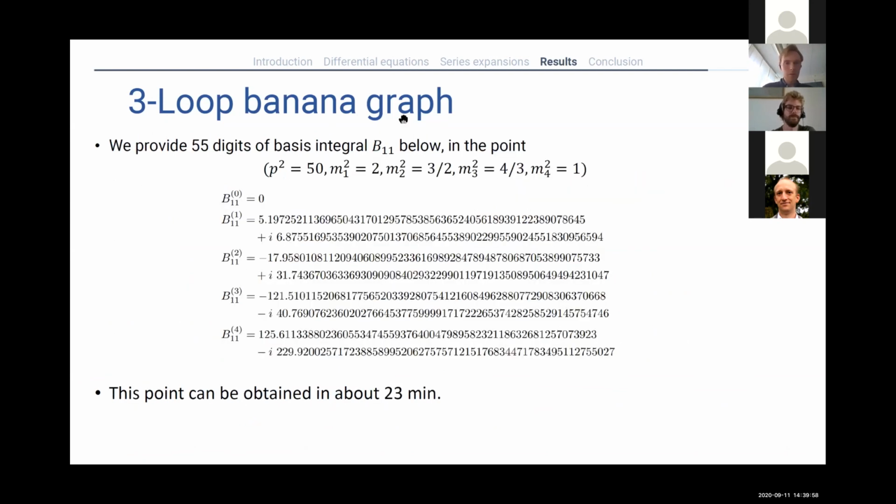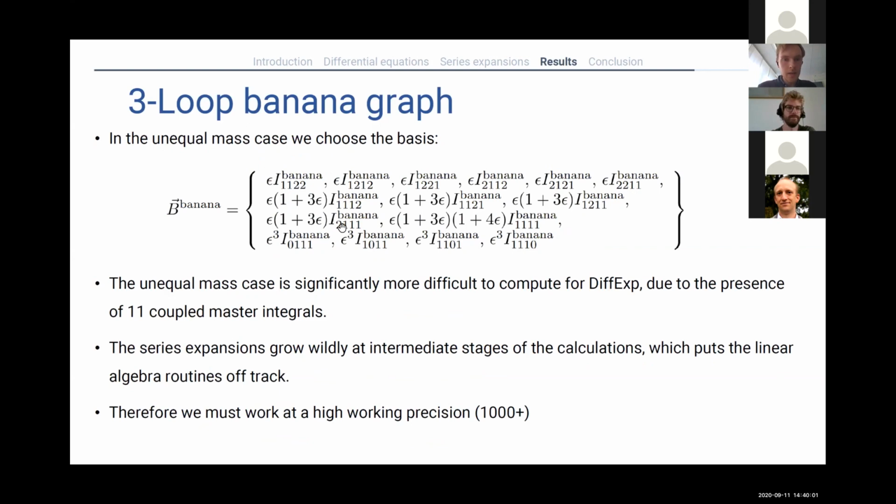I'm just going to go a bit fast and say that we also, well, using DiffExp, you can also compute the unequal mass case, which is difficult using many other approaches. Well, and it's also difficult for the Mathematica package because there's 11 coupled integrals. And what happens is that basically the series coefficients of the expansions, they blow up at intermediate stages and become very large. So you have to put a really large working precision, more than 1,000 digits. But then you can get it to work.